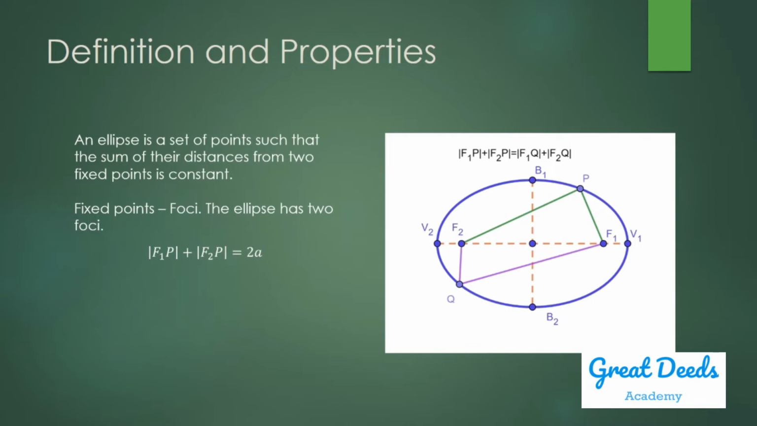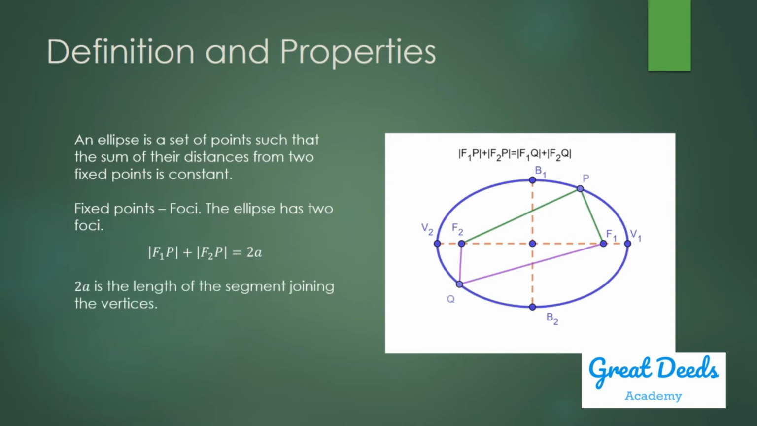Now, this is what the definition wishes to tell us. If you were to locate another point on your ellipse, let's say, for example, point Q, let us get its distance from one focus and its distance from the other focus. Well, guess what? The sum of those two distances is also equal to this constant.